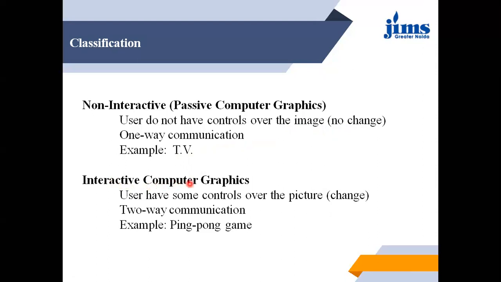On the other side, there is interactive computer graphics. It is also called active computer graphics. In this, the user has control over the picture, or the user can change the object. It is a two-way communication. For example, a ping pong game, in which the user can also make changes according to their requirement.